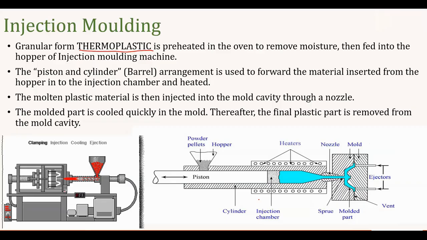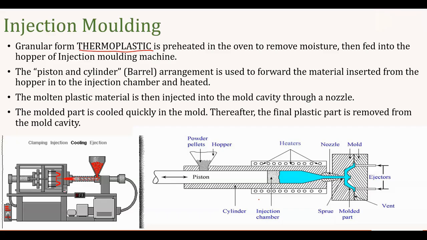Coming to the principle, granular thermoplastic is heated in an oven to remove the moisture, then fed into the hopper of the injection molding machine. This is the first process we are going to see typically for thermoplastic material. Before, we saw compression molding and transfer molding, which are very suitable for thermoset plastics, but this process is more suitable for thermoplastics.